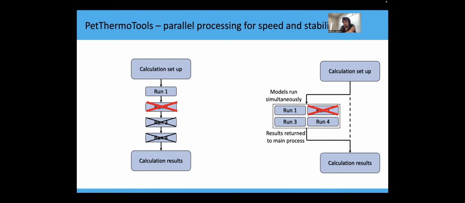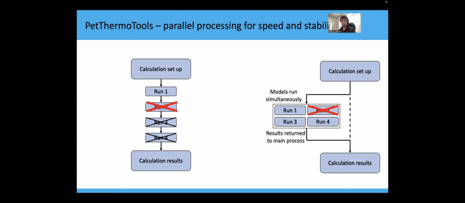They're happening in isolation from each other. And so this means that even if run number 2 has failed, we would get results from run 1, 3, and 4, and potentially even from run 2 up until the point of failure. The other benefit to this is we can run these models simultaneously.